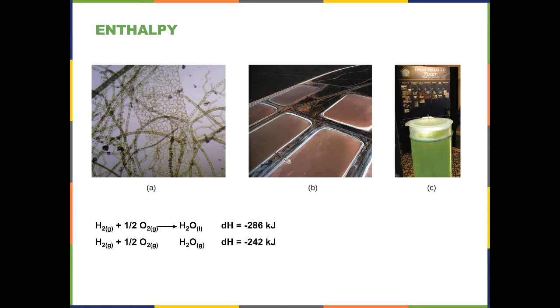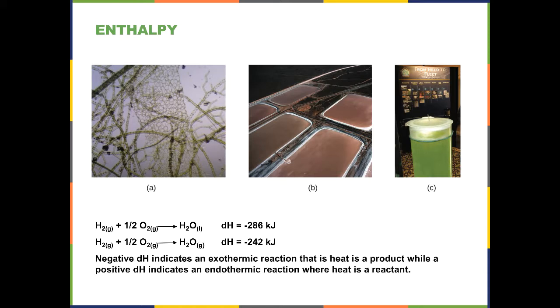If you do the same reaction, and the only difference is that you form gaseous water instead of liquid water, it changes the enthalpy from 286 to 242 kilojoules. Now, in some respects, this makes sense because you expend some of the energy converting liquid water into gaseous water. Remember that the negative change in enthalpy sign means that the heat is a product of the reaction, and it's an exothermic reaction, and a positive change in enthalpy means you have an endothermic reaction where heat is a reactant.